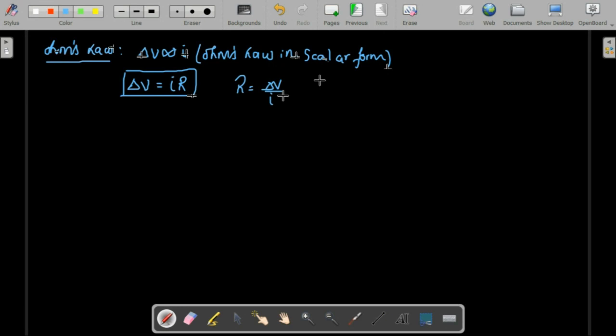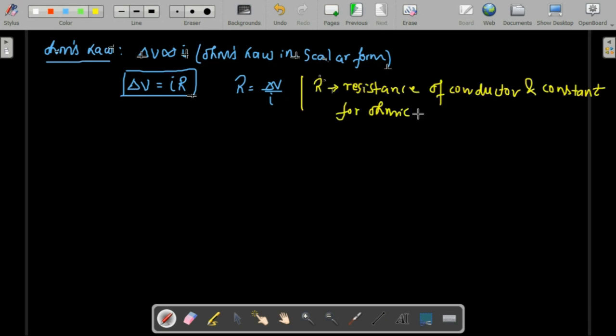So this resistance that we have of a conductor is constant for an ohmic conductor. So this resistance is constant for an ohmic conductor. Now it is very important to divide materials into ohmic and non-ohmic.